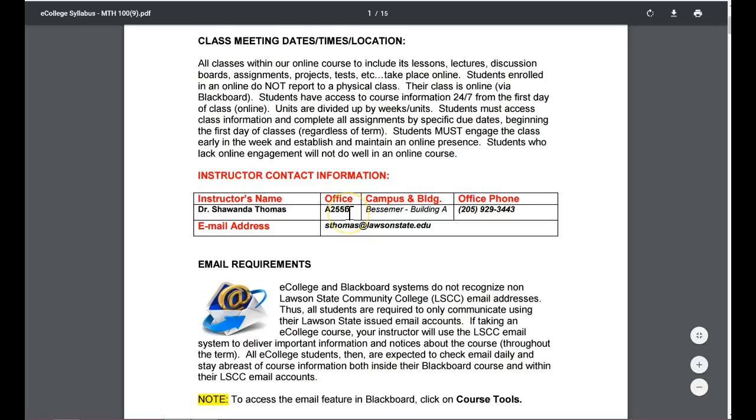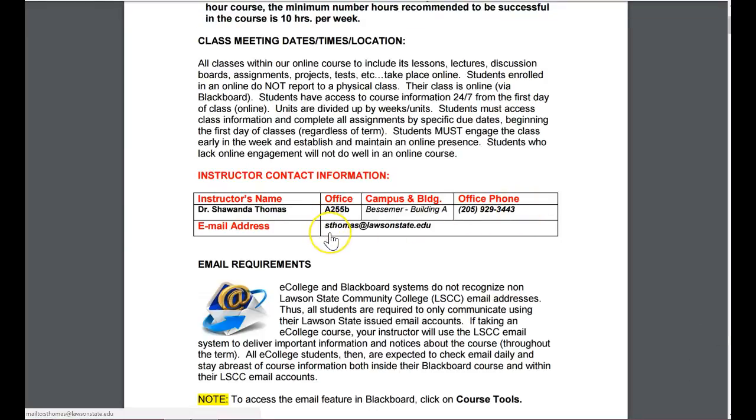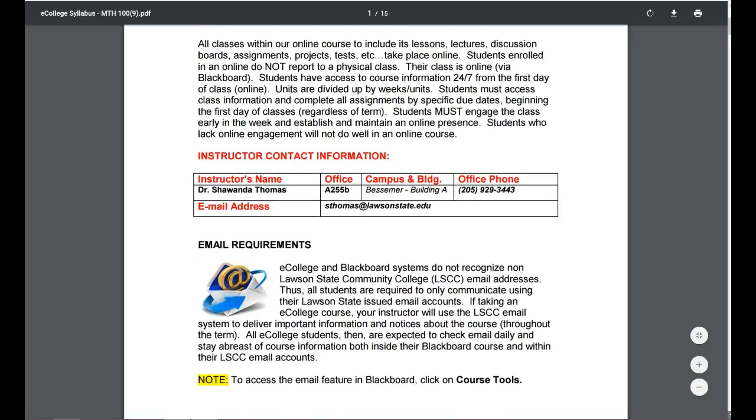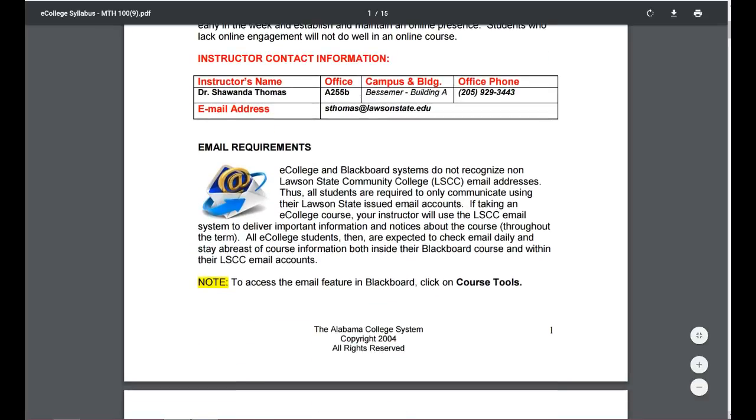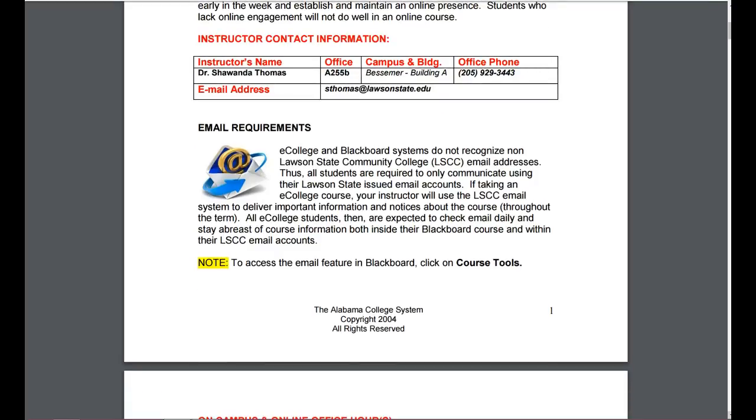Here's my information. I'm primarily on the Bessemer campus, office A255B, and here's my number, 205-929-3443. It's best to email me at sthomas@lawsonstate.edu whenever you are faced with a challenge, or you have questions about something that you try to figure out but you still can't figure out. You can always email me.